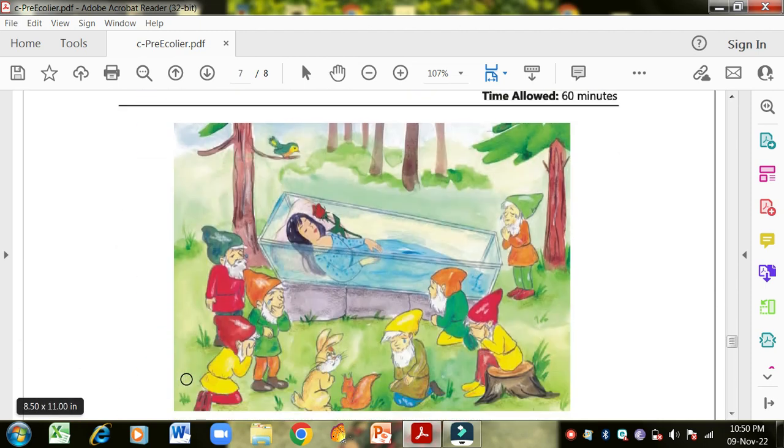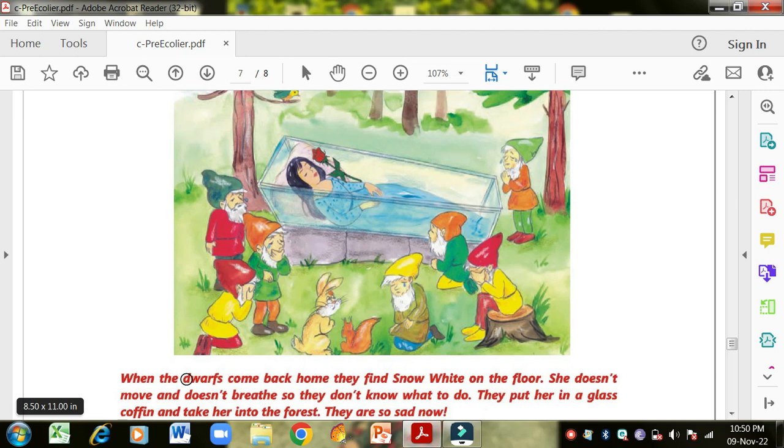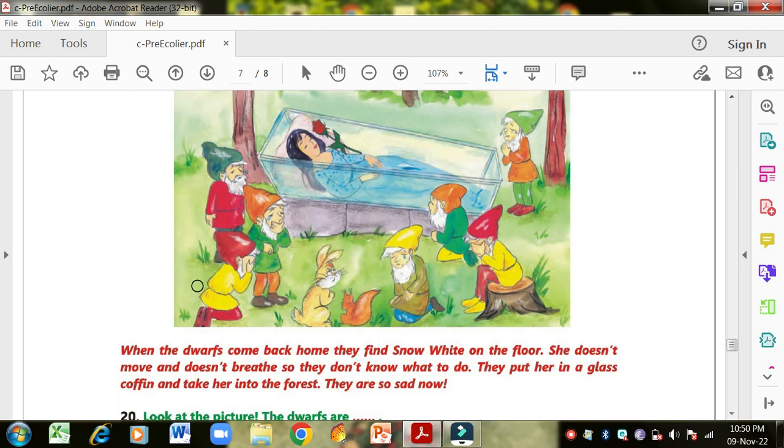Okay, the last page. Now you can see that the second last page, this is the Snow White is there, and the dwarfs, what they are doing. See, they are all crying. When the dwarfs came back home, they find Snow White on the floor. She doesn't move and doesn't breathe, so they don't know what to do. They put her in a glass coffin and take her into the forest. They are so sad now.